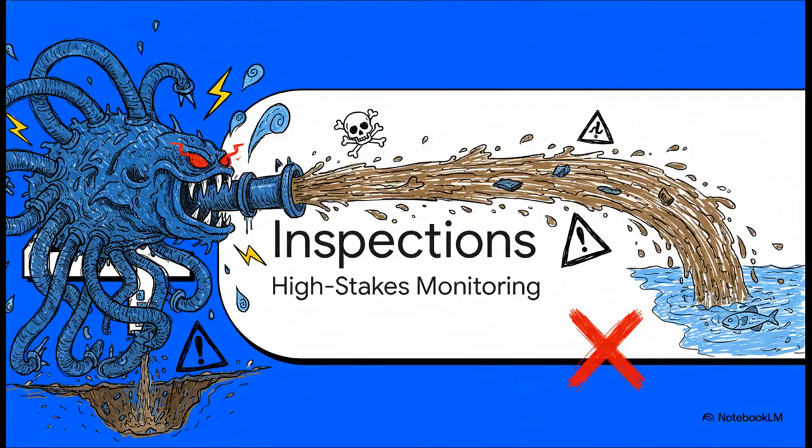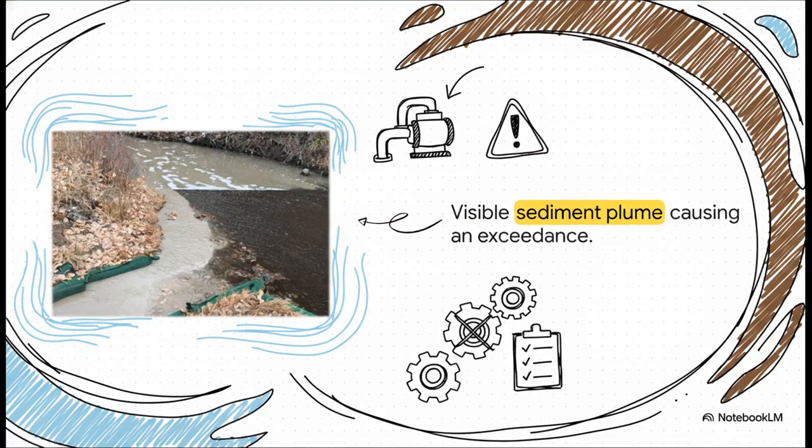Let's look at Section 4, Daily Dewatering Inspections. This is the high-stakes monitoring. We can kind of consider dewatering the final boss of the inspection journey. Dewatering is when you're pumping accumulated stormwater or groundwater out of a trench or a foundation. Because this water is being actively forced out under pressure, the risk of severe pollution is incredibly high.